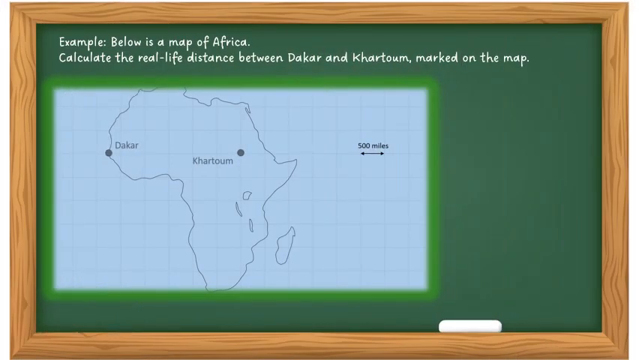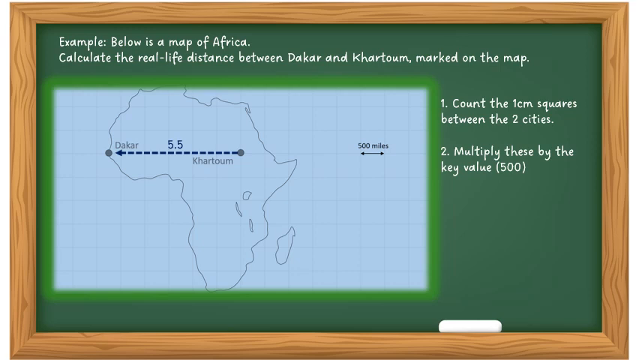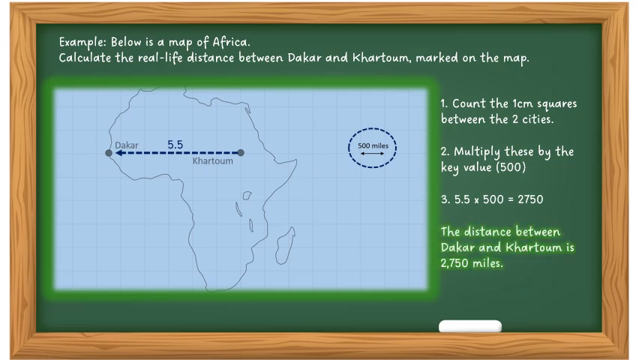We're presenting it. Below is a map of Africa. Calculate the real life distance between Dakar and Khartoum, marked on the map. All you do is count the 1 centimeter squares between the two cities, and you can see there's 1, 2, 3, 4, 5.5. You take that 5.5 and multiply it by the key value, and in this case the key value is 500. So you multiply 500 by 5.5, and that tells you the distance between Dakar and Khartoum is 2,750 miles. Could be simpler.